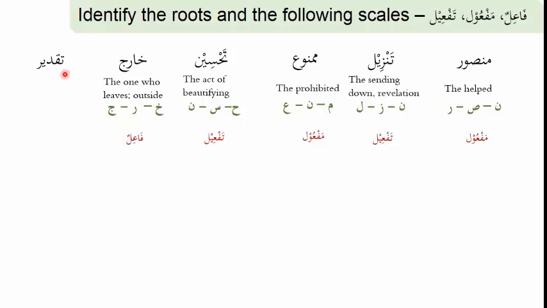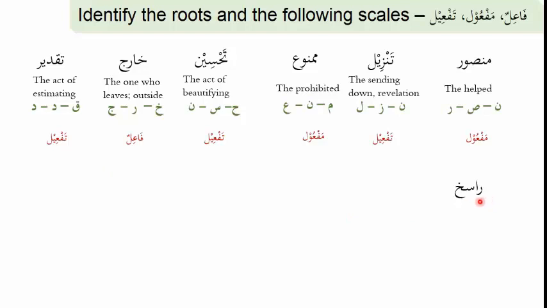The other one here is taqdirun. Taqdirun is the act of estimating, the act of appraising something. It has a ta addition and ya addition here. So its root is qa da ra, and its wazn is taf'ilun. Okay, I think you're getting the flow, inshallah.